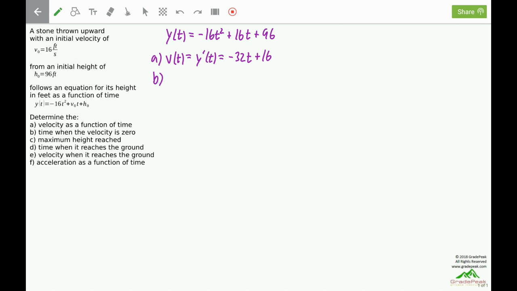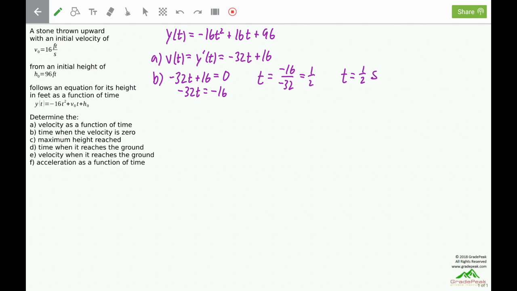For part B, we want to know the time when the velocity is 0, so we can take that expression that we just came up with for the velocity as a function of time, set it equal to 0. Let's subtract 16 from both sides. And now let's divide by a negative 32. So we have negative 16 over negative 32, which comes out to a 1/2. So it looks like time equals 1/2. And time units are found in the initial velocity. It's seconds, so t equals 1/2 second.